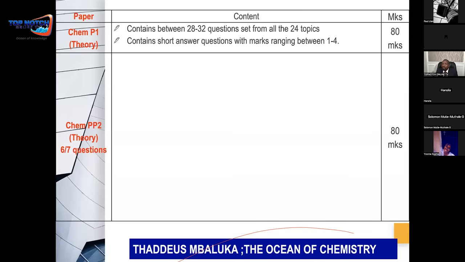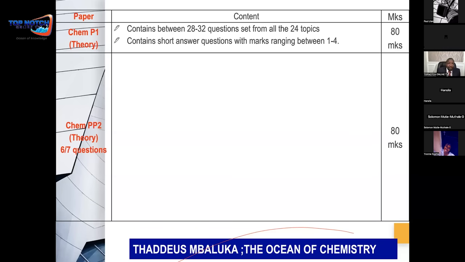All 24 topics in chemistry are tested in paper one. It is very important for you to understand this. So when you are revising for paper one, it is all the topics, right from the introduction to chemistry, through classification, all the way to radioactivity. When you are preparing for paper one, you need to have the entire content at your fingertips, if not in your notes. The entire content from introduction all the way to radioactivity, you need to synchronize to be able to get a good mark in paper one.